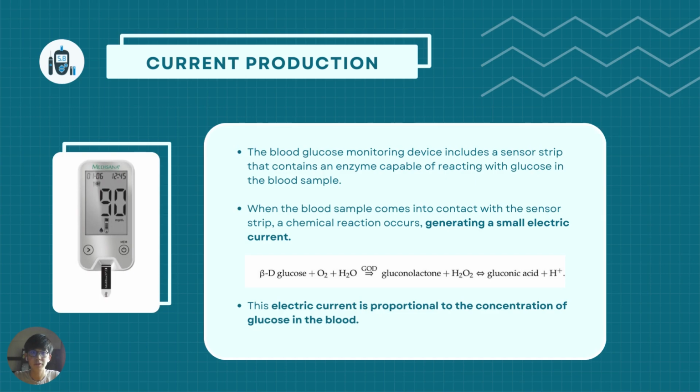For the blood glucose monitoring device, there are several steps. The first step is the current production. The blood glucose monitoring device includes a sensor strip that contains an enzyme capable of reacting with glucose in the blood sample. When the blood comes in contact with the sensor strip, a chemical reaction occurs, and the chemical reaction equation is presented as follows. It will generate a small electric current, which is in the form of protons or hydrogen ions. This electric current is proportional to the concentration of glucose in the blood.